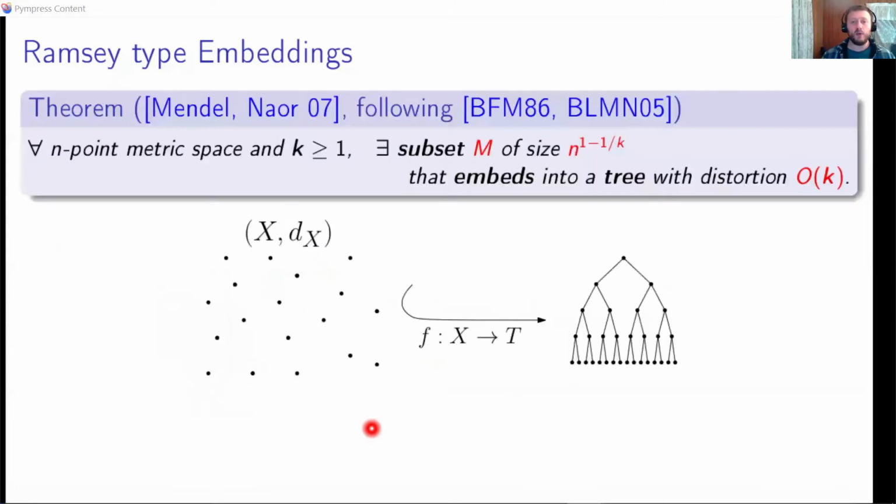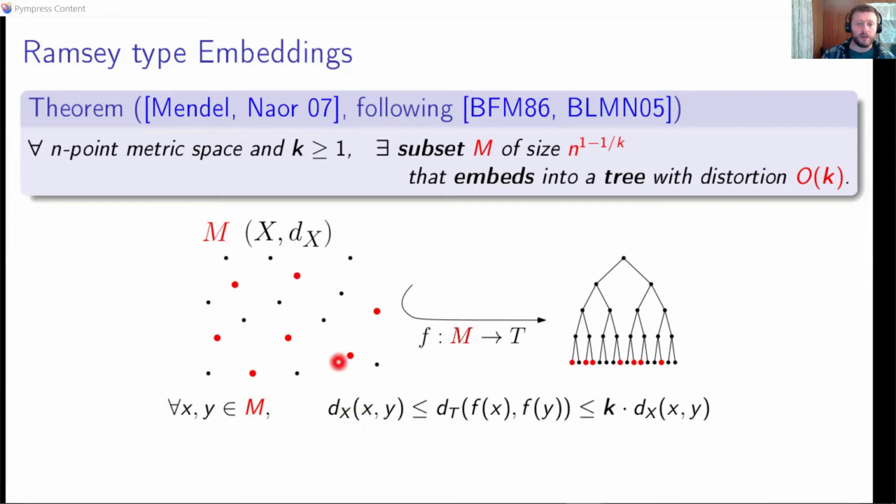This is a general thing, as was shown by Mendel and Naor in previous work. For every n-point metric space and for every parameter k, there is a subset M of size at least n to the power of 1 minus 1 over k that embeds into a tree with distortion O(k). So here we have a metric space, and you can find a subset M of this size and send this set M into a tree such that it's dominating, that is, for every pair of points the distance is at least as large as in the original metric space, and it's distorted by at most a multiplicative factor of O(k).